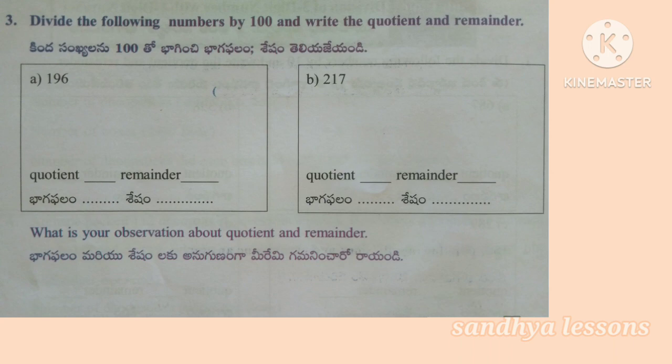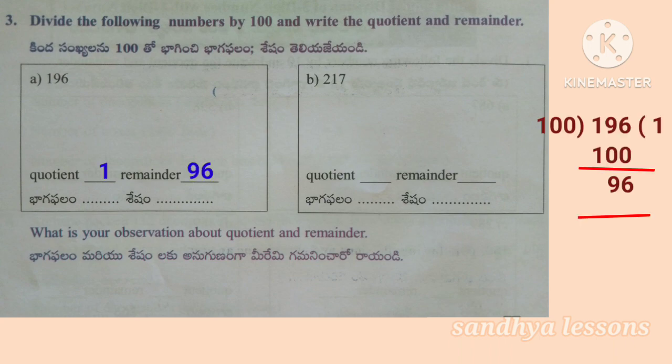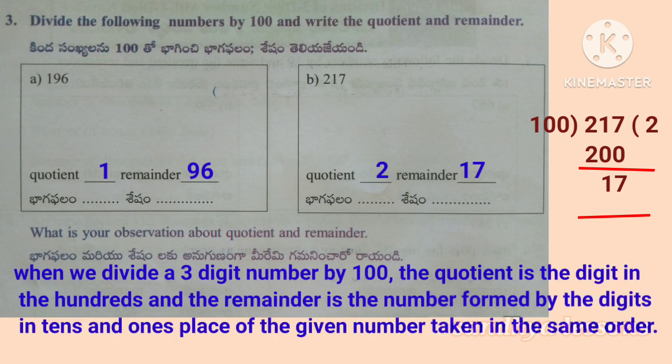Third Roman. Divide the following numbers by 100 and write the quotient and remainder. A problem. 196. When we divide 196 with 100, we get quotient is equals to 1 and remainder is equals to 96. B problem. When we divide 217 with 100, we get quotient is equals to 2 and remainder is equals to 17. What is your observation about quotient and remainder?